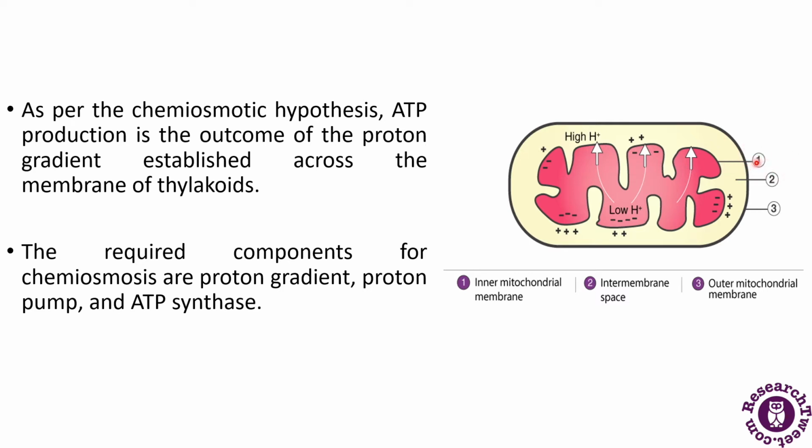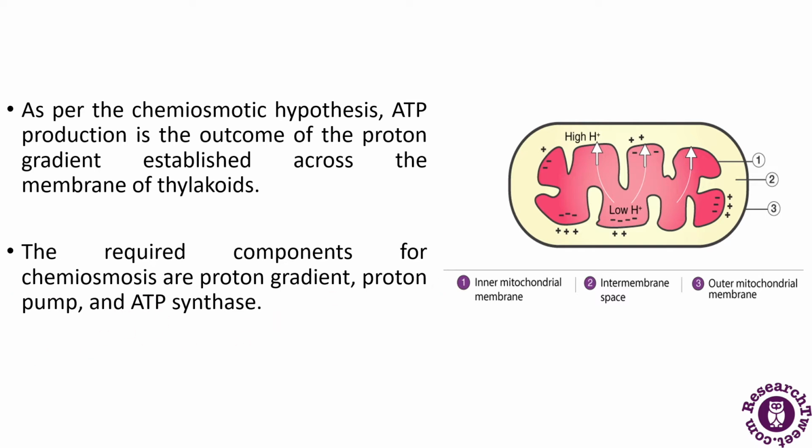Here the first is labeled as the inner mitochondrial membrane, the second is the intermembrane space, and the third is the outer mitochondrial membrane. There is a plus sign outside of the inner mitochondrial membrane; inside there are low H plus ions, and outside there are high H plus ions. So ATP production is the outcome of the proton gradient established across the thylakoid membranes. The required components for chemiosmosis are the proton gradient, the proton pump, and ATP synthase.